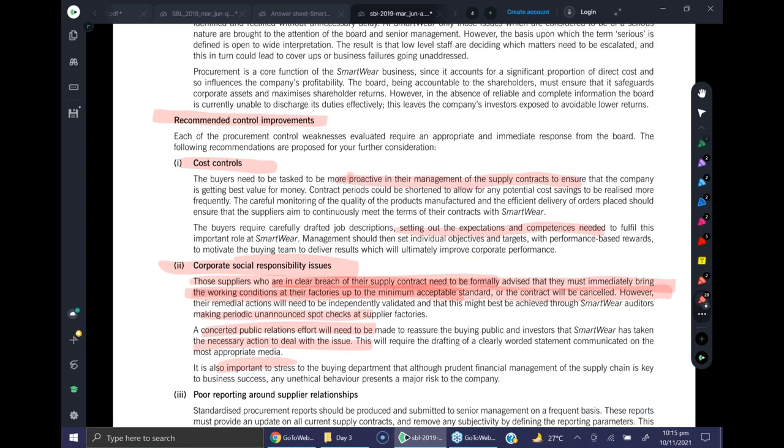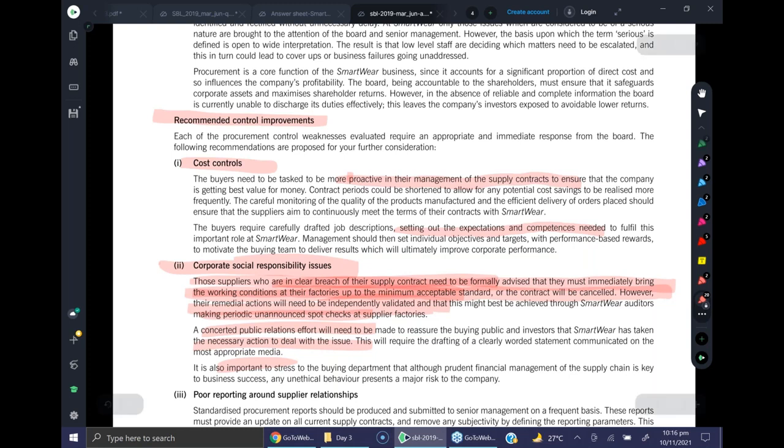I think this point was highlighted by Elena. Elena, was your point telling the same thing, that we should be talking to the supplier, and if they do not keep up with our suggestion or advice, we should end up working with them? Okay, however, the remedial actions will need to be independently validated. So some of you suggested having a committee to overlook this, internal audit visits, etc. So this is exactly the same thing.